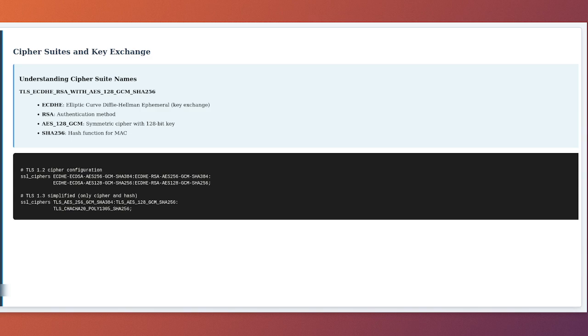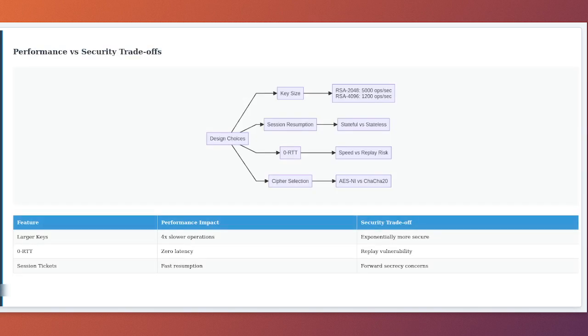Modern best practices strongly favor elliptic curve cryptography for key exchange. ECDHE with curves like X25519 provides the same security as traditional DH but with much smaller keys and faster computation. A 256-bit elliptic curve key provides security comparable to a 3072-bit RSA key. It's like getting the strength of a heavyweight boxer in the body of a featherweight, providing all the security with much better performance.